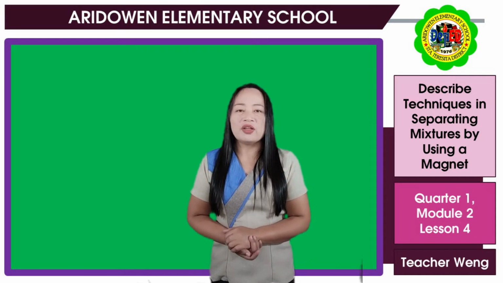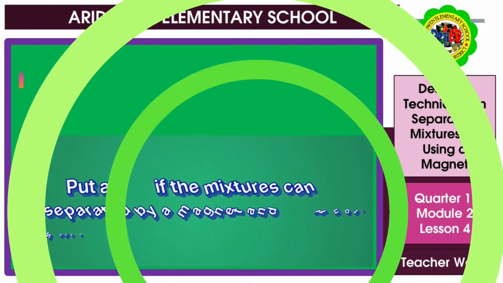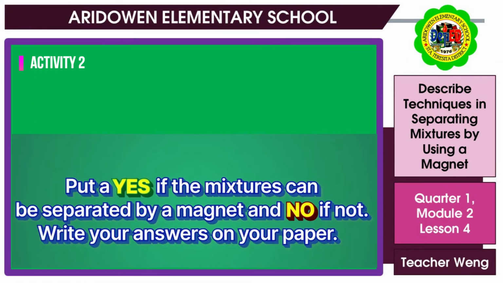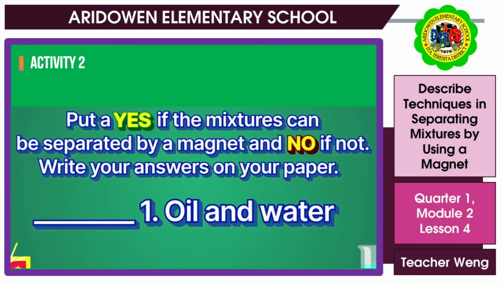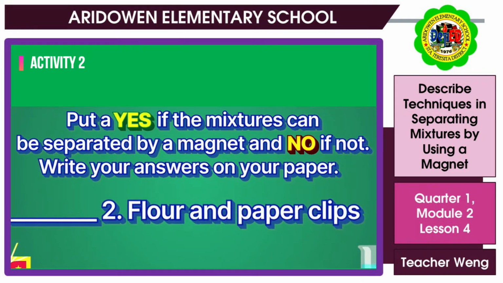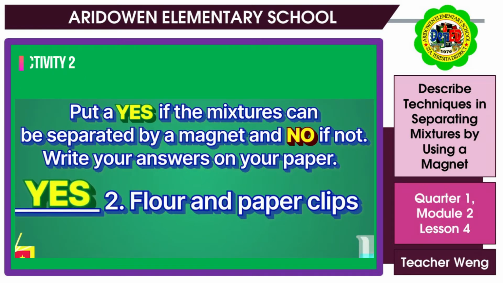Yes, let's have another activity. Put a yes if the mixtures can be separated by a magnet, and no if not. Write your answers on your paper. Number 1. Oil and water. The correct answer is no. Number 2. Flour and paper clips. The correct answer is yes.